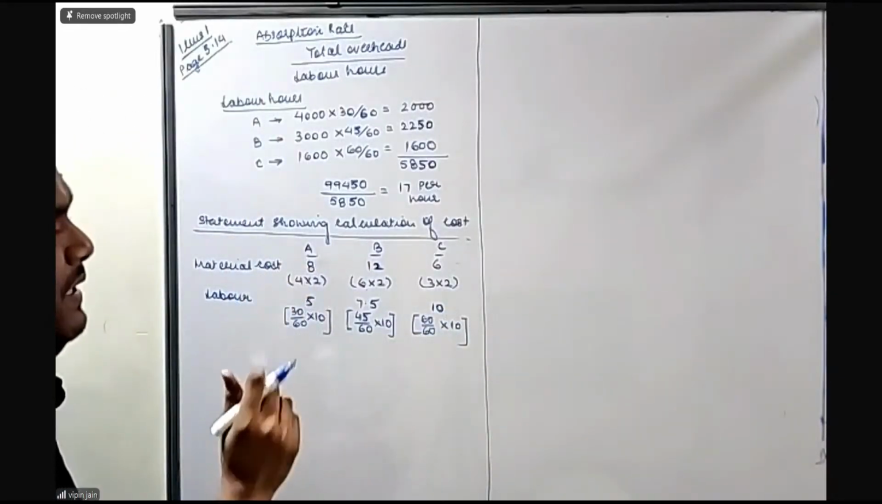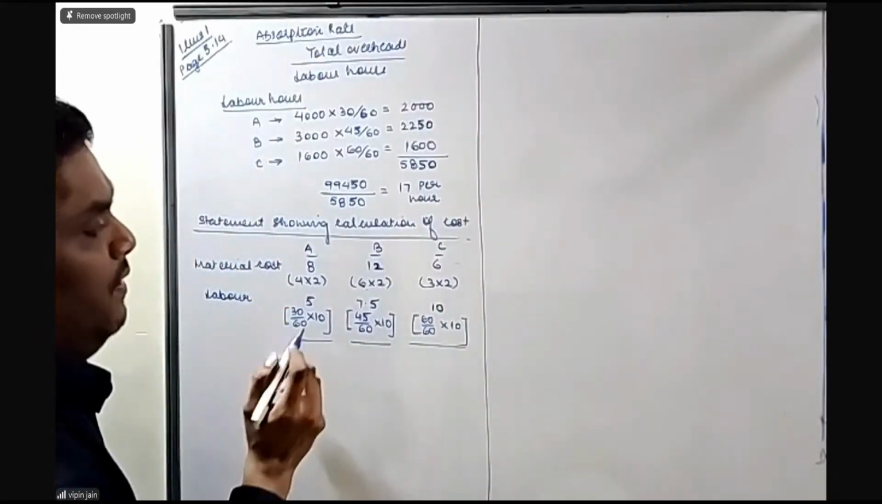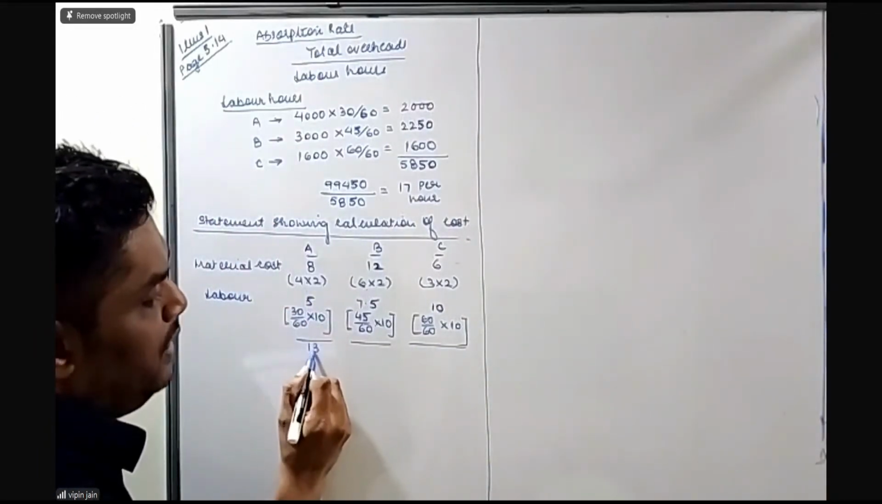So we have got the material cost, labor cost. So let's make the total. 13.